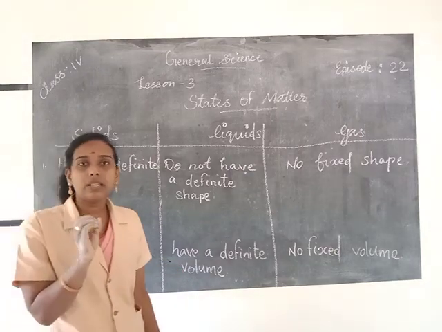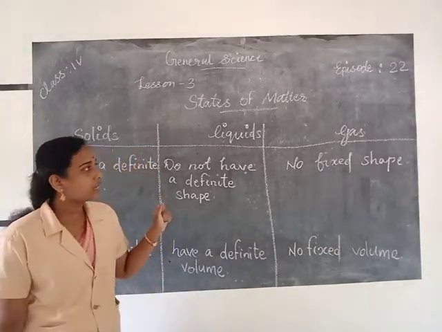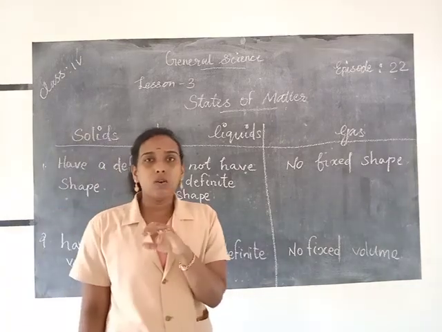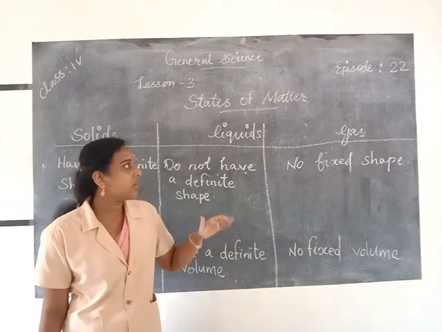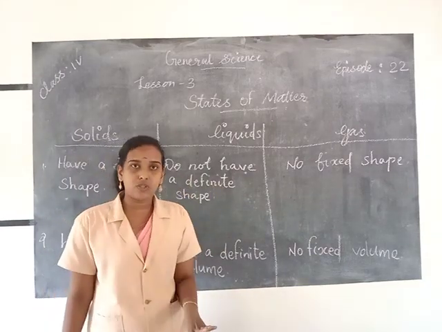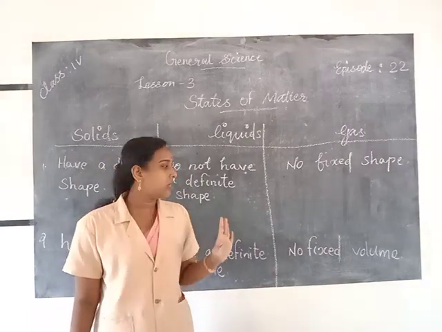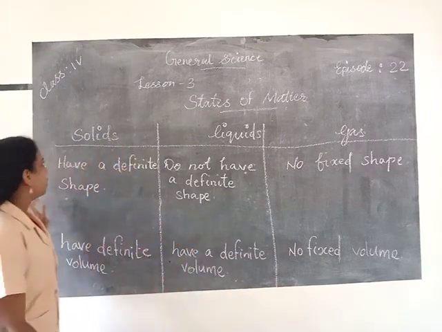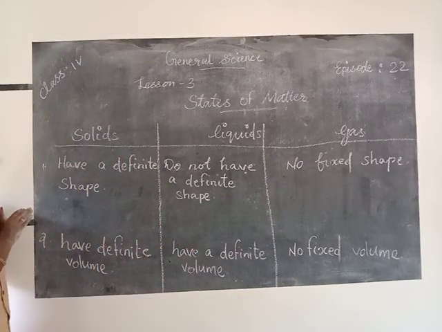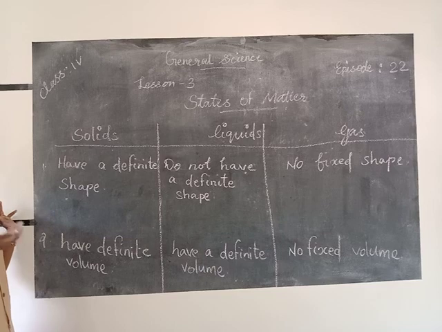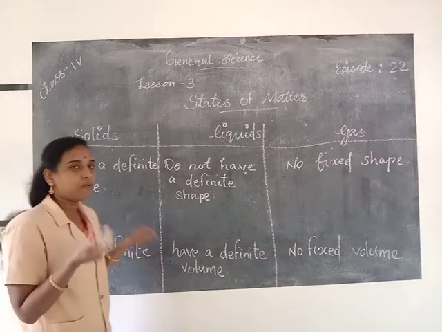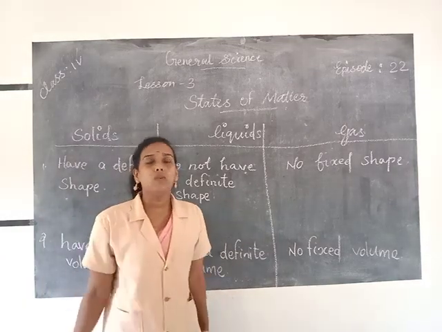Liquids have definite volume. And in gaseous state, the molecules are very loosely packed. The molecules are far apart from each other, so they do not have fixed shape and do not have definite volume. So in solid state they have definite shape and definite volume, but in liquid state they do not have definite shape, but they have definite volume. But in gaseous state they have no fixed shape or fixed volume.